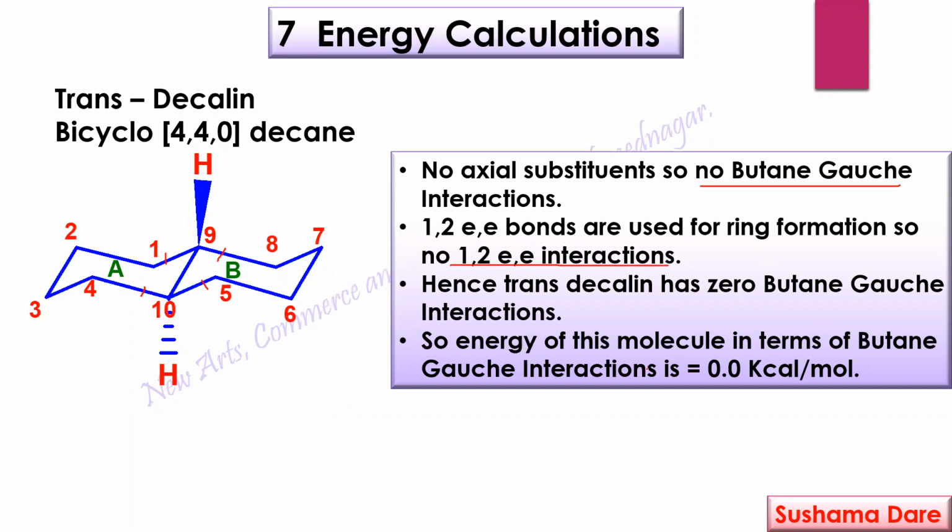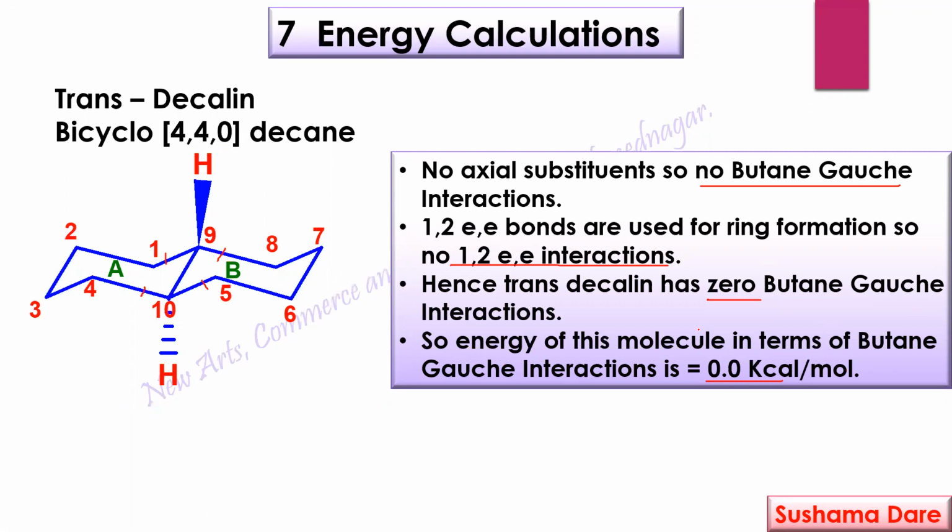So in terms of butane-gauche interactions, the number of butane-gauche interactions is 0. So the energy of this molecule in terms of butane-gauche interaction is 0 kilocalorie per mole. In other words, the trans-decalin system is more stable, because the energy of this molecule is 0 kilocalorie per mole.